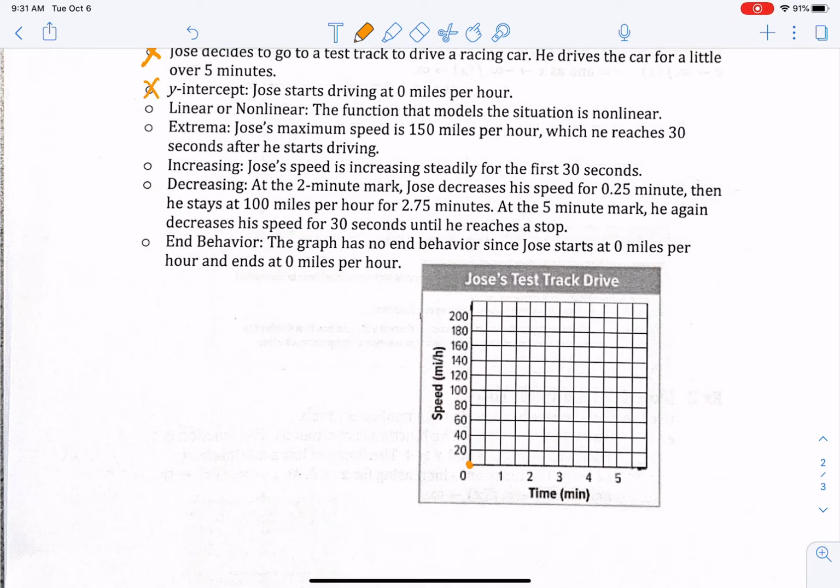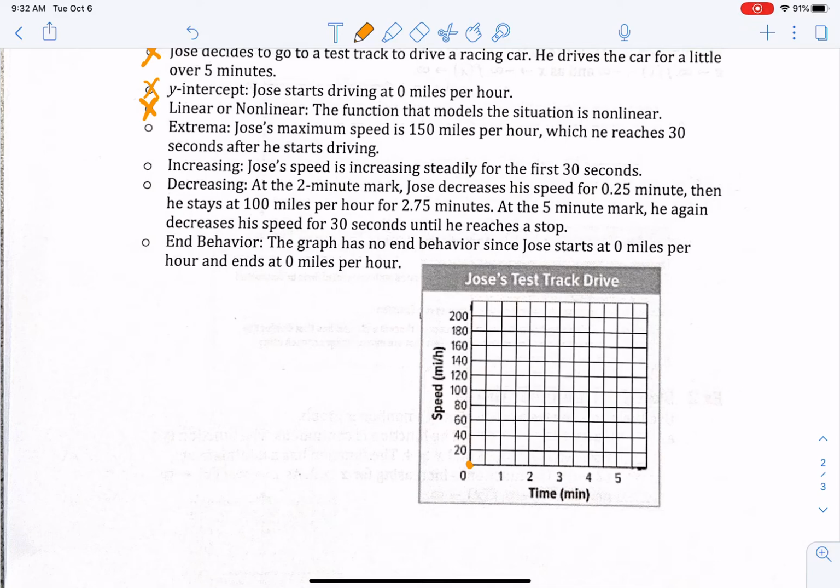Is it linear or nonlinear? The function that models the situation is nonlinear, okay? So even though we might have lines that are going on here, specifically, there's not going to be one straight line because he's going to increase his speed, probably go that speed for a little while, and then decrease his speed and something like that. So we know that this graph is nonlinear. Not really anything that we can graph from there.